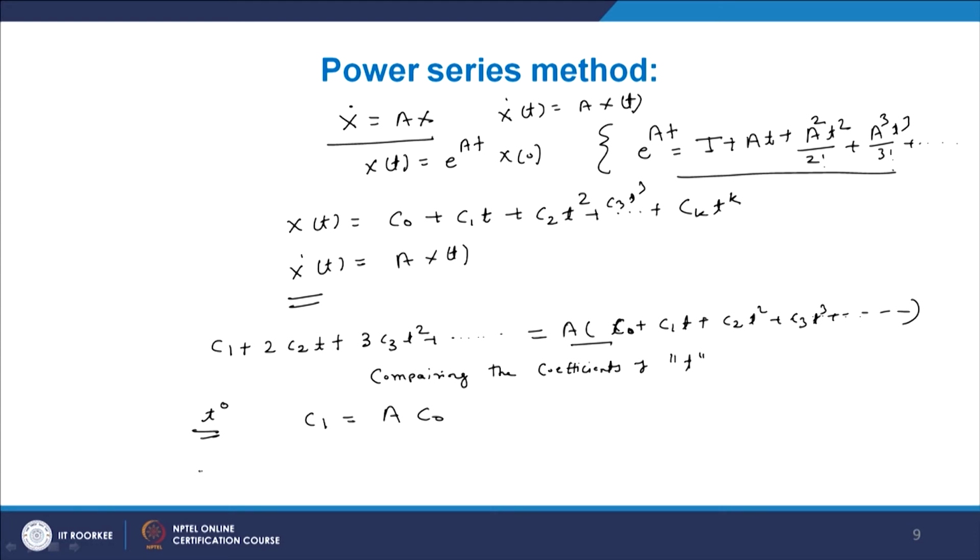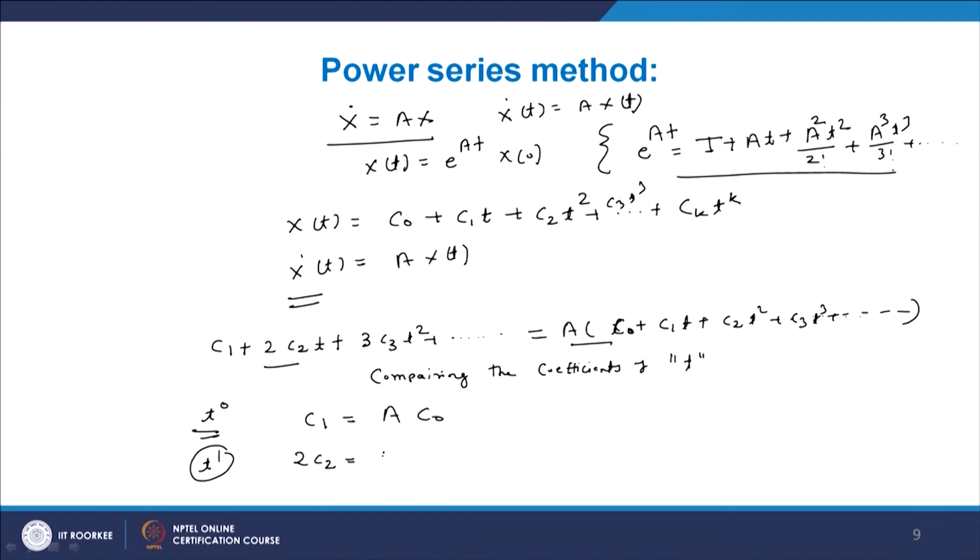Similarly, we compare the terms t raised to 1. So, here that is t, so we can write t raised to 1: 2 C2. Now, here we will find A into C1 into t. So, we can write A into C1. So, from this we can write C2 equal to A by 2 into C1, C2 equals A by 2 into C1.